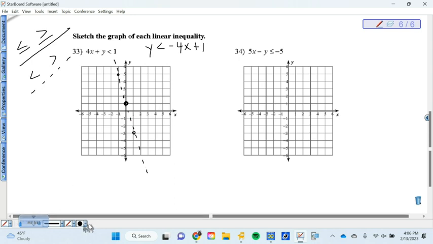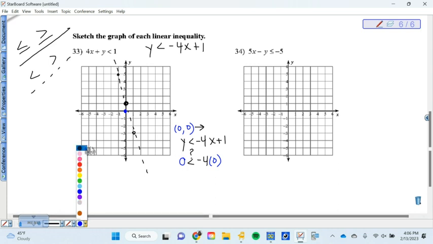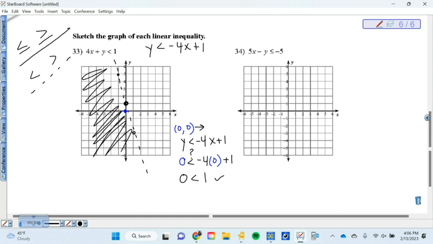Okay, and then I test a point. So I can test 0, 0 here because it doesn't go through 0, 0. So I plug in 0, 0 into the inequality. So I get 0, and I'm asking, is this true? Is 0 less than negative 4 times 0 plus 1? Yeah, it is. So 0 is less than 1. So that means I shade the side that has 0, 0 on it.